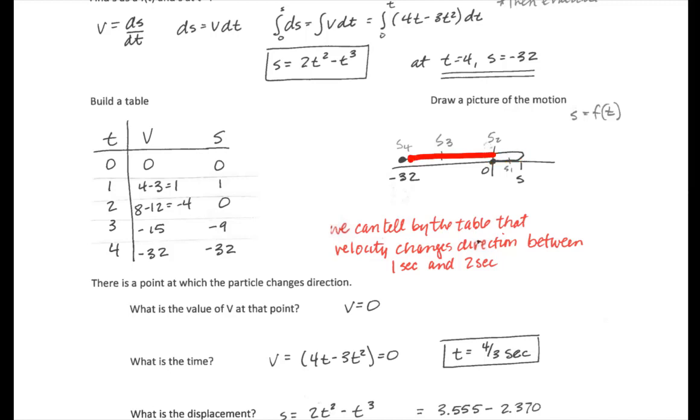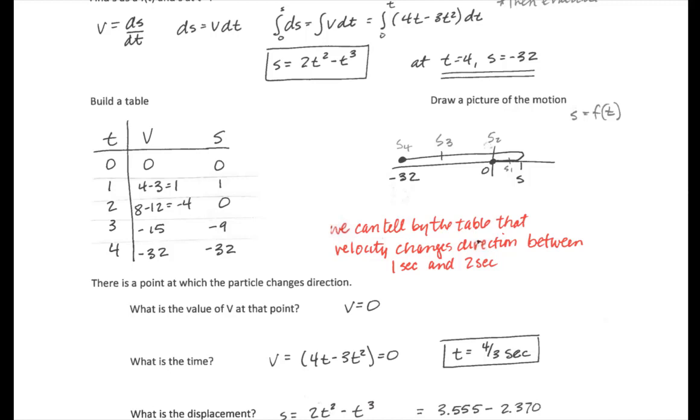Well, when it turns around, the velocity is equal to 0. That's a truism that you kind of need to know, but you can see what happens in this table and in this position line. The velocity goes from being in a positive direction to going in the negative direction. At that transition point, velocity is equal to 0.